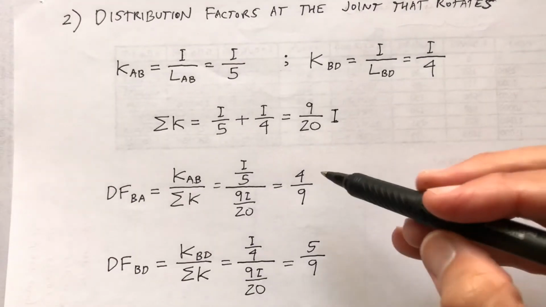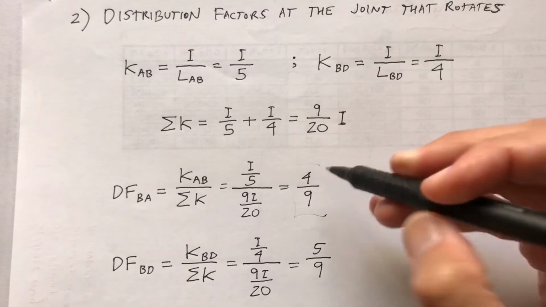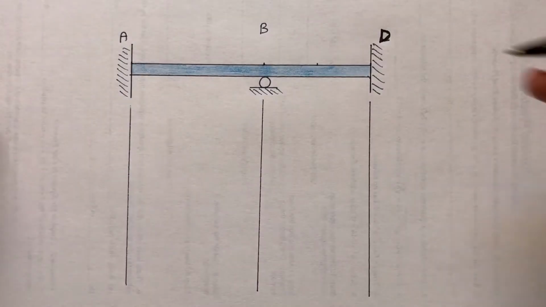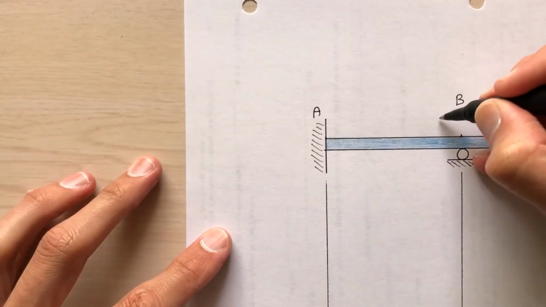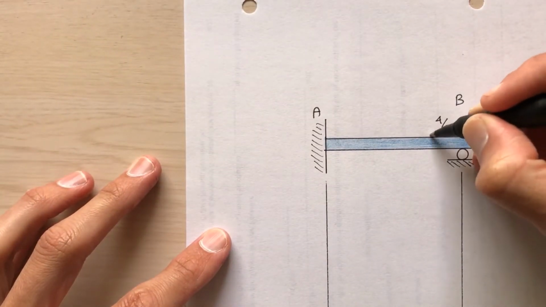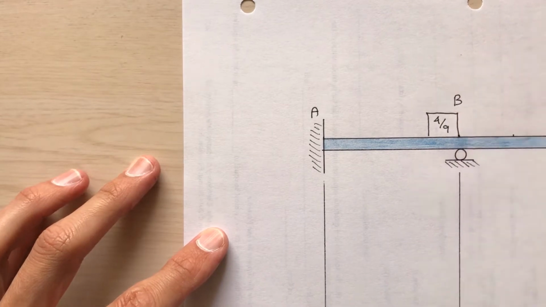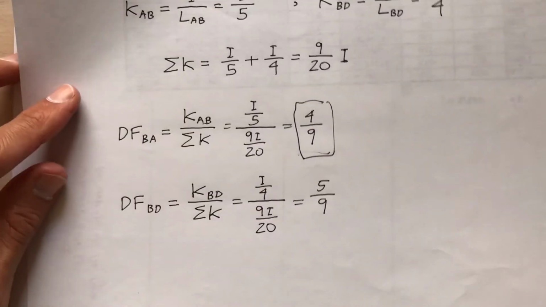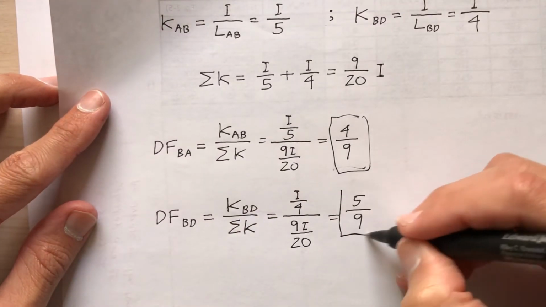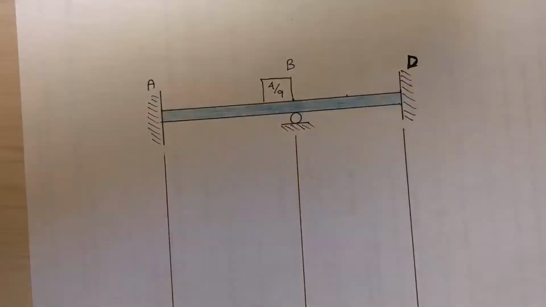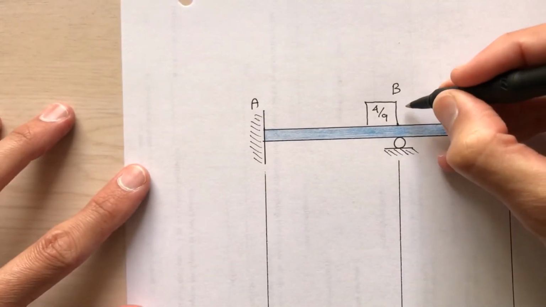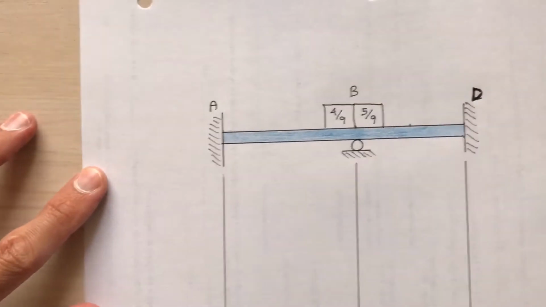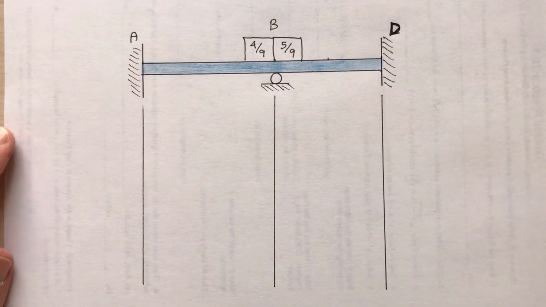So 4/9. Where do I put that 4/9? From B to A, so up here at the top, put a 4/9, and then put a box around it like so. Okay, 4/9. And then remember the distribution factor from B to D. What is that, 5/9? Where does that go? So 5/9, put that on this side. Okay, how does that look? Okay, so that's what I'll start off with.